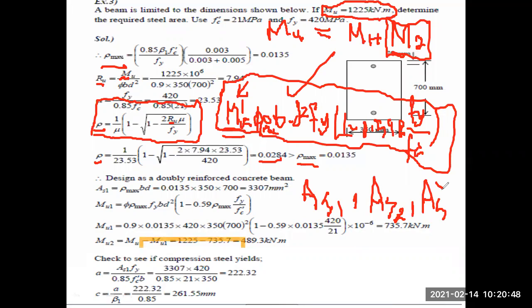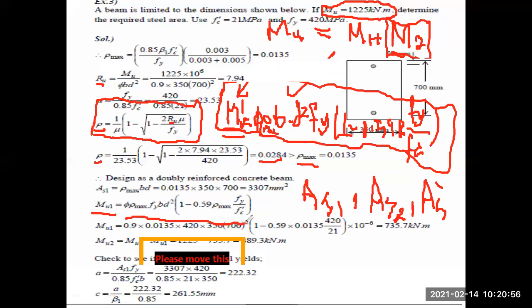Now M1 is calculated with the formula, and MU1 comes to 35 kilonewton meters. Then M2 is 1225 minus 35, that gives MU2. So we need to make use of this MU2 to design.